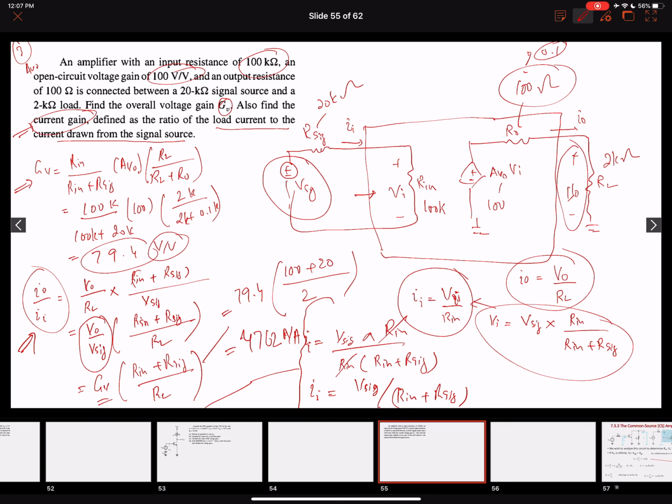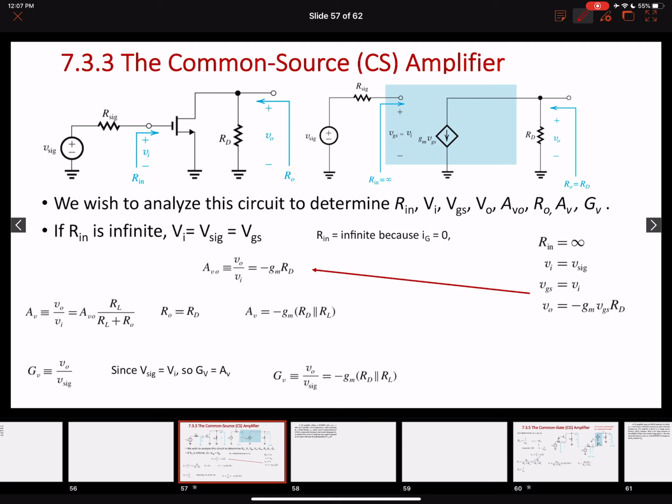Okay. Now we will do another example of a common source amplifier. Before I do this example, I can show you again. This was a common source amplifier that we discussed in the last lecture, right? While analyzing the circuit, we said that the input resistance to this amplifier was infinity because the gate current was equal to 0, right? So the input resistance was infinity, and our output resistance was equal to RD. These are the values that we determined in our last lecture.